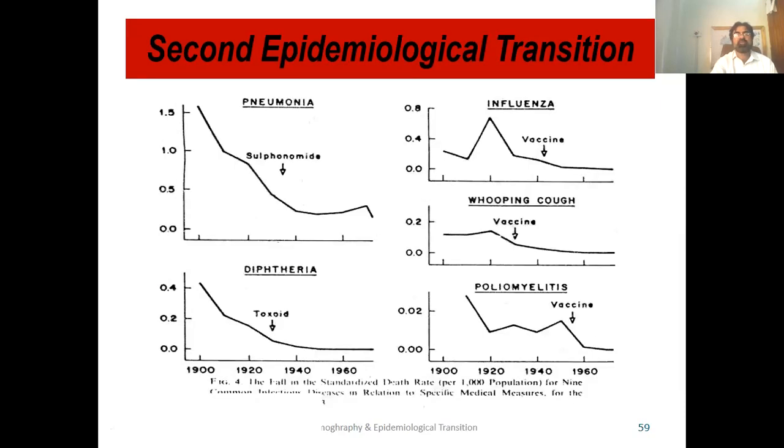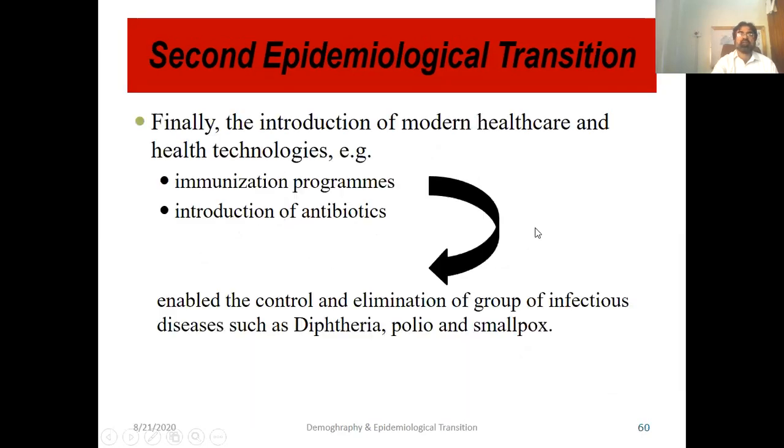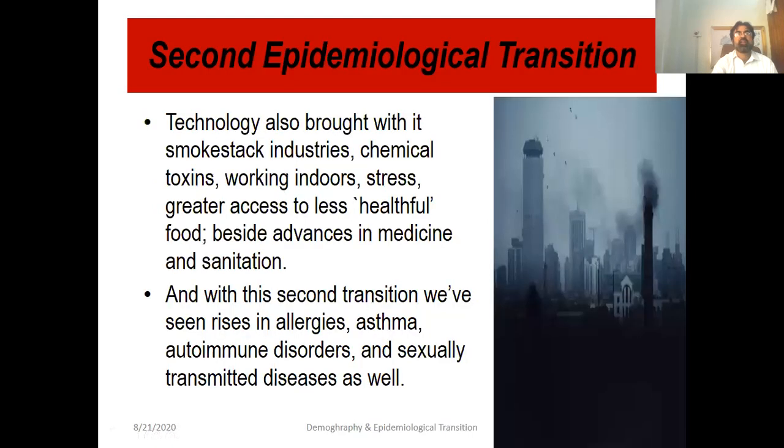And to take it further, these are the different types of diseases which had decreased mortality rates because of the availability of certain vaccines and drugs. Finally, the introduction of modern healthcare and healthcare technologies, immunization programs, and antibiotics enabled the control and elimination of a group of infectious diseases such as diphtheria, polio, and smallpox, as I already discussed.